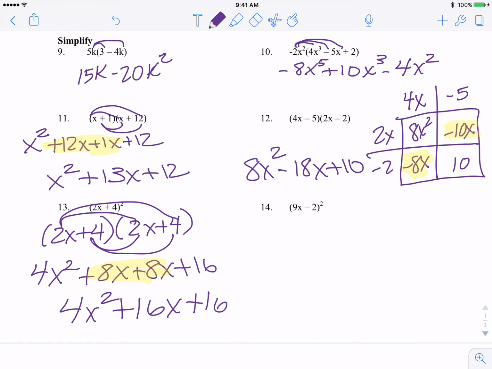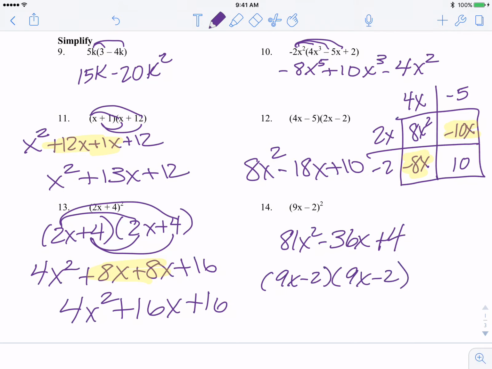Remember, you can also use the shortcut on problems like numbers 13 and 14 of squaring the first term. So 9x, all of that squared, 9x times 9x is 81x squared. Double the product of the two terms in the inside. So the product of the two terms in the inside is -2 times 9x, which is -18x. And doubling that is -36x. So I squared, doubled the product, and now I have to square the last term as well. So -2 times -2 is a +4. If you didn't realize that shortcut, you could also do 9x minus 2 times 9x minus 2, and that will give you the same answer.